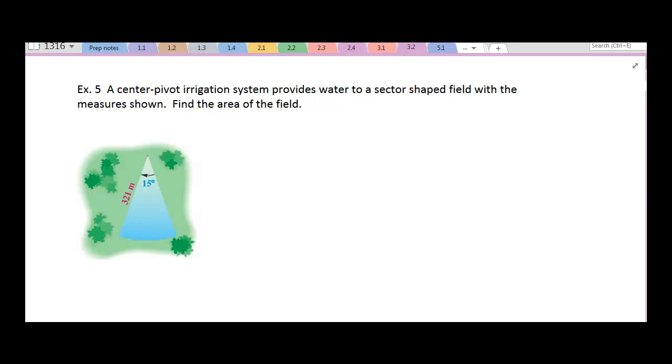And what I'm looking to find is, well, how much area does that cover? So this is pretty much straightforward, we're going to plug into a formula. The formula for area of a sector was given as A is equal to 1/2 radius squared times theta. In this case, I know that the radius of my circle is 321 meters. I also know that this center pivot is rotating 15 degrees.